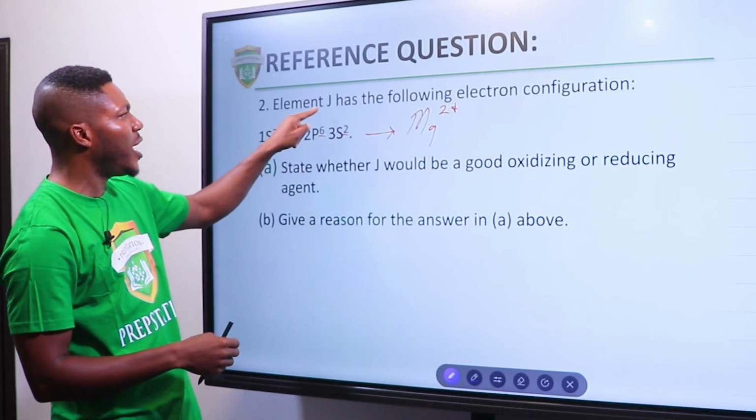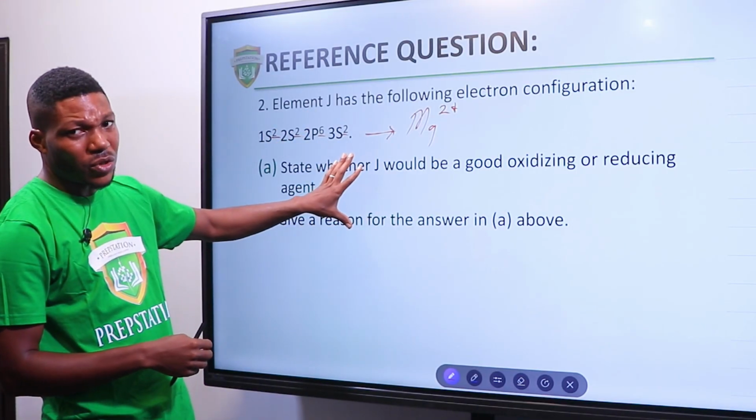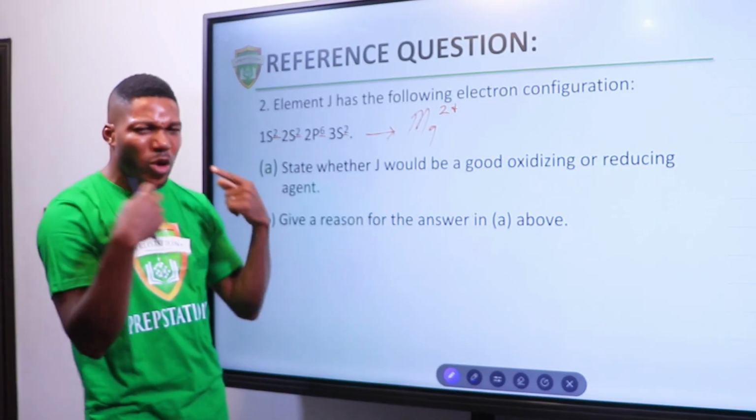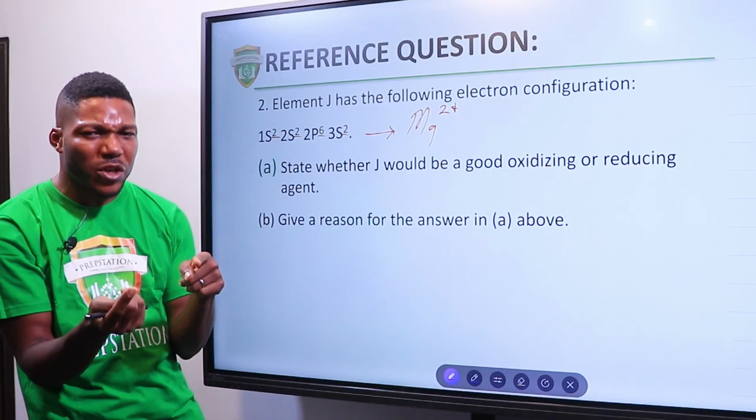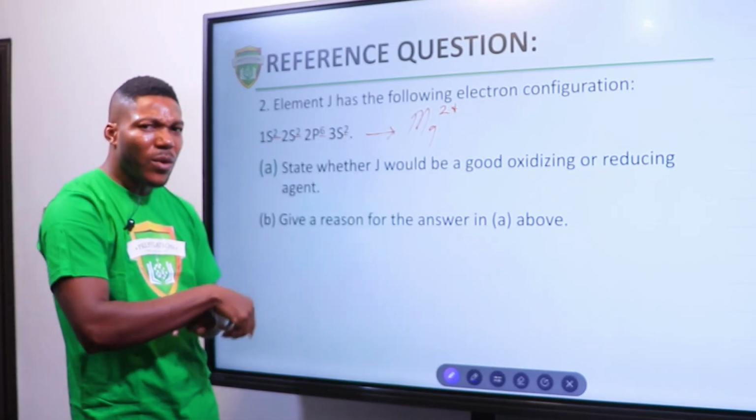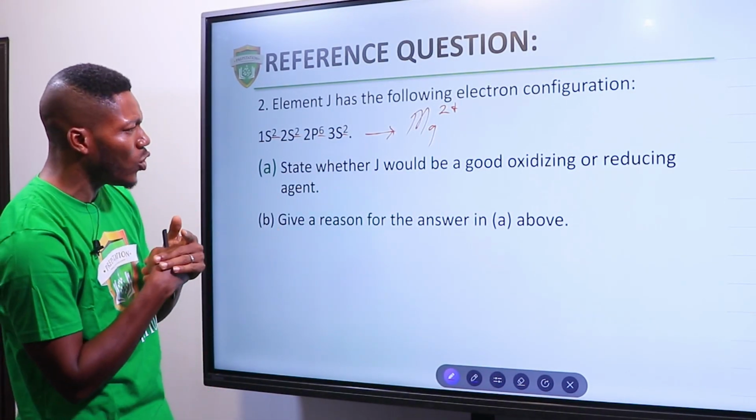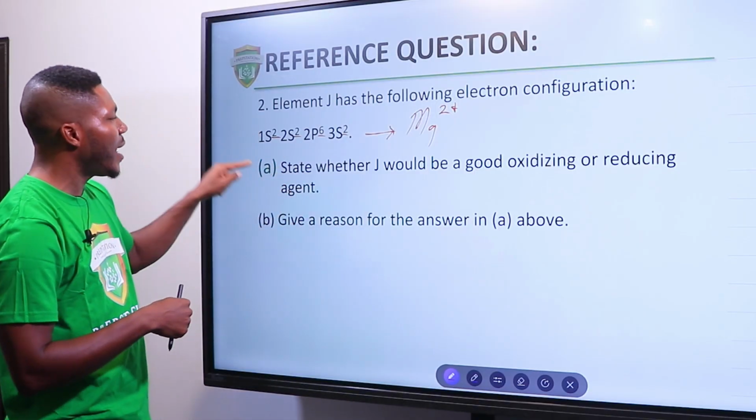Now, if you don't know what J is, you cannot answer this question. So you must take your mind back to the periodic table and electronic configuration to identify the elements. That will give you an easier path to know whether you can answer A or B.